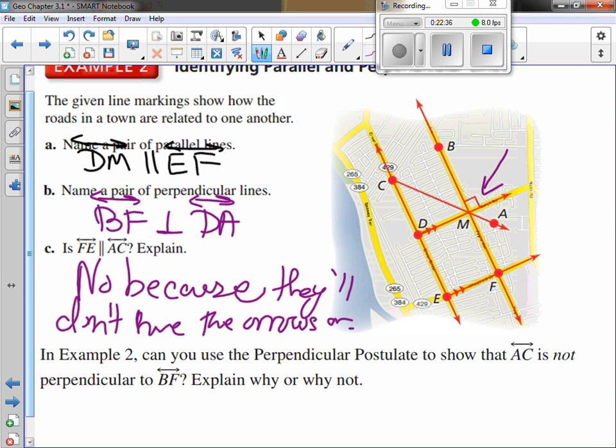We could also say that they're not going to be parallel because EF and DM are parallel. And through any one point, how many parallel lines can we have? One. Since they both share M, point M, we can't have two different lines.